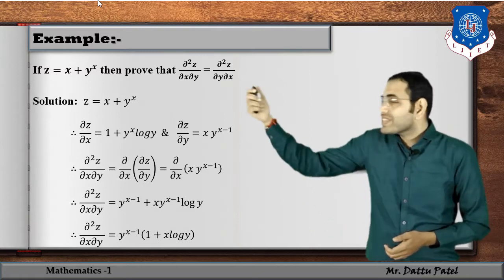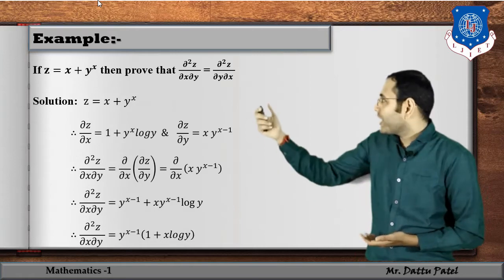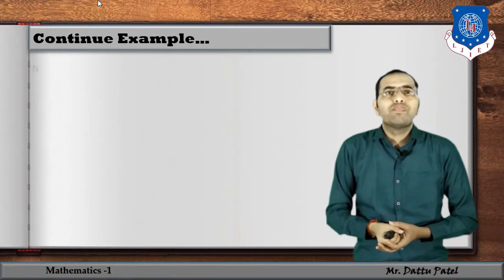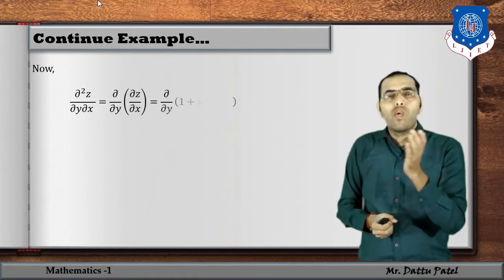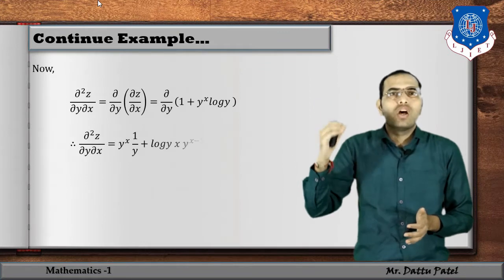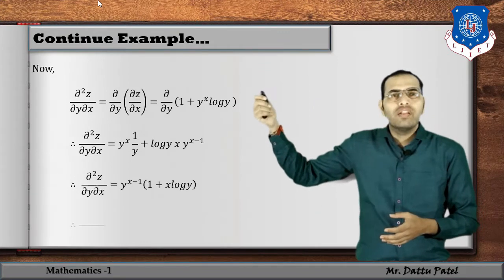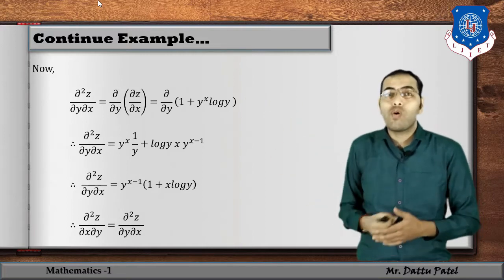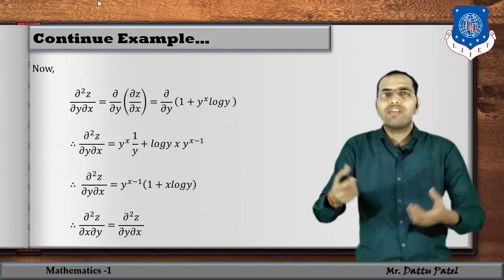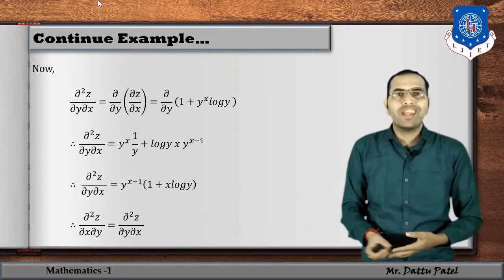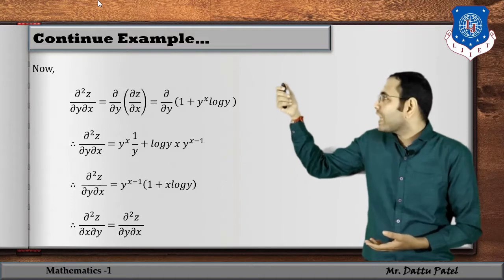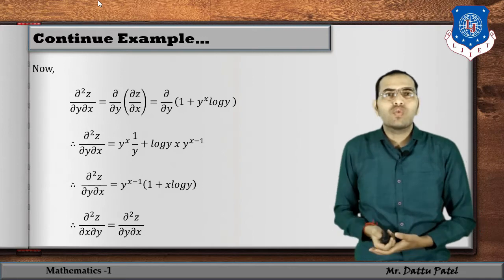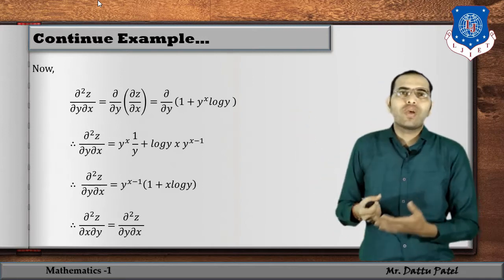Similarly, del square z by del y del x, we can write as del by del y of del z by del x. Substituting the value of del z by del x, it becomes del by del y inside the bracket, 1 plus y raised to x log y. Here 1 is constant, so its derivative is 0. For the remaining term, y raised to x log y with respect to y, obviously using the product rule, u as it is into derivative of v plus v as it is into derivative of u, it becomes y raised to x as it is into the derivative of log y, that is 1 upon y, plus log y as it is into the derivative of y raised to x, that is x into y raised to x minus 1.